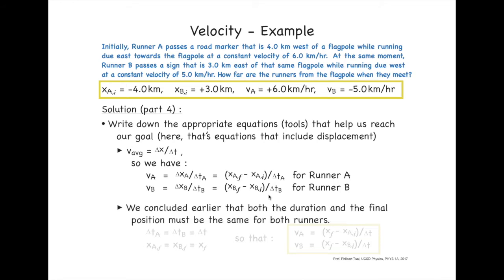Okay, earlier, by logic, we concluded that the durations and the final positions of the runners have to be the same if they are going to end up at the same place in time to meet. So we'll write that in terms of equations. That tells us that the duration for runner A, delta tA, and the duration for runner B are the same, in which case we can drop the subscript and just call that delta t, because it's the same delta t for both of them.